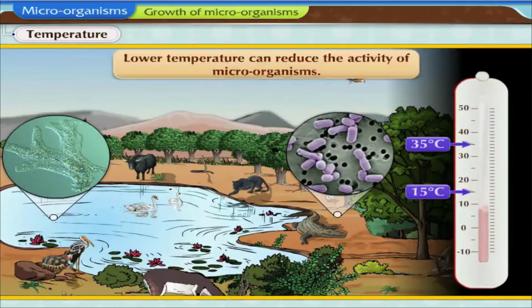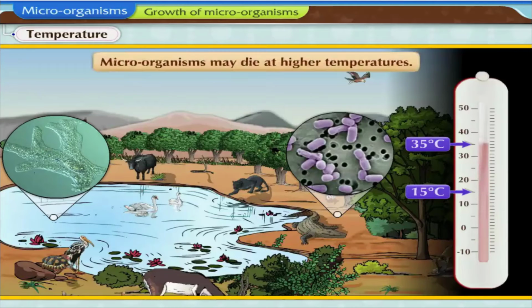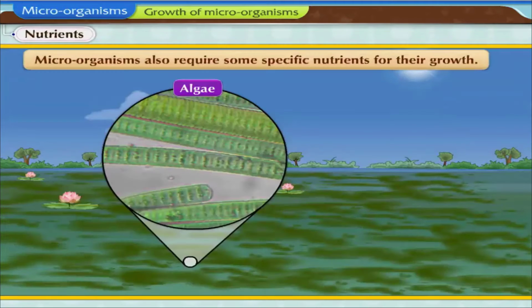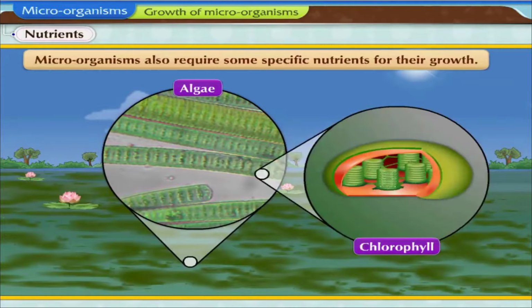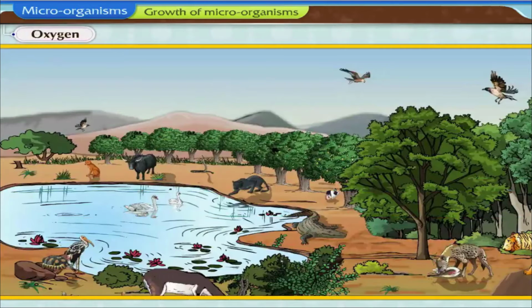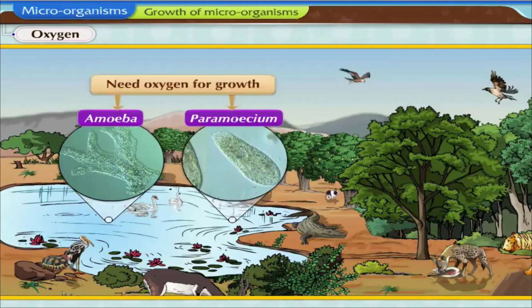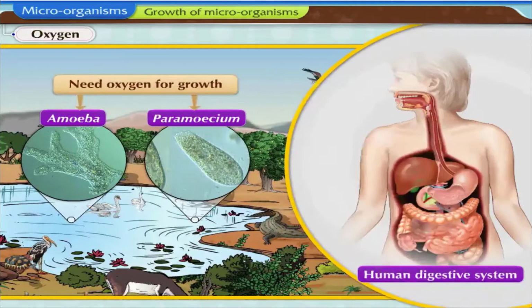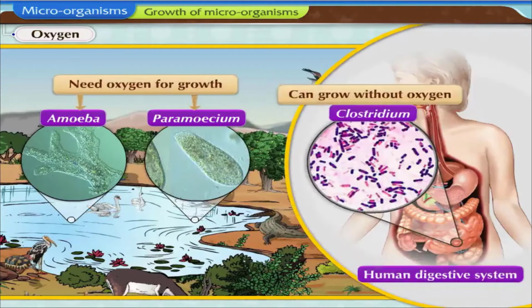Temperature lower than the optimum temperature can reduce the activity of microorganisms, whereas at higher temperatures, the microorganisms may die. Microorganisms also require some specific nutrients for their growth. Another vital condition necessary for the growth of microorganisms is presence or absence of oxygen. Many microbes need oxygen for their growth, whereas some microbes can grow without oxygen.